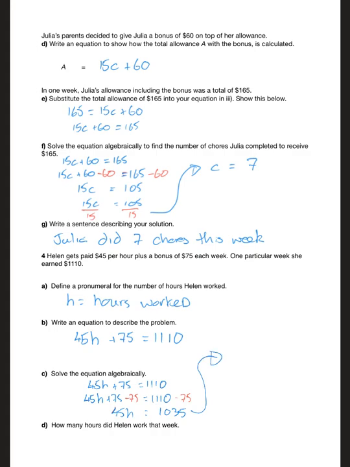So undo the 45H equals 1035. We're going to divide both sides by 45 to undo that. So of course we end up with H being equal to, again using my calculator, divided by 45, is equal to 23. So then it says, how many hours did Helen work for the week? Well, we've just found the answer. Helen worked 23 hours. Okay, and that's the end of our questions.